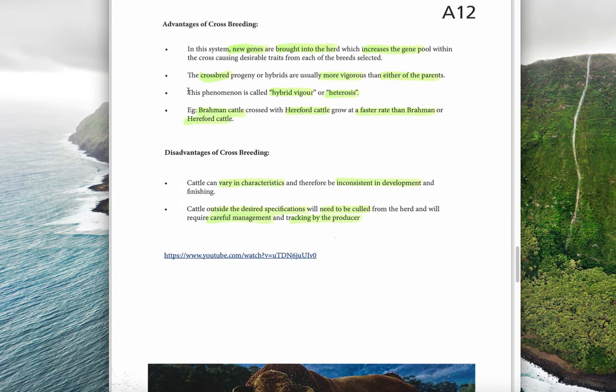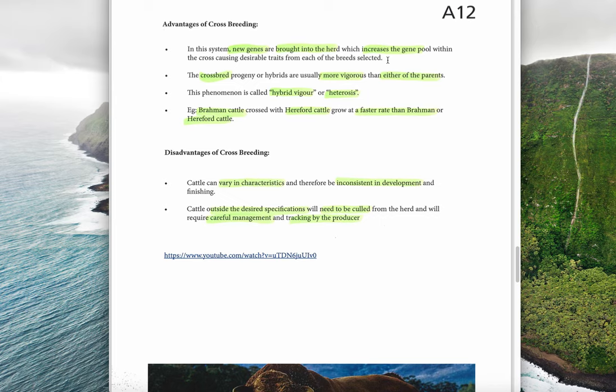If we have a look here at advantages and disadvantages of crossbreeding, in this system, new genes such as marbling, as I just said, are brought into the herd, which increases the gene pool within the cross, causing desirable traits from each breed to be selected.